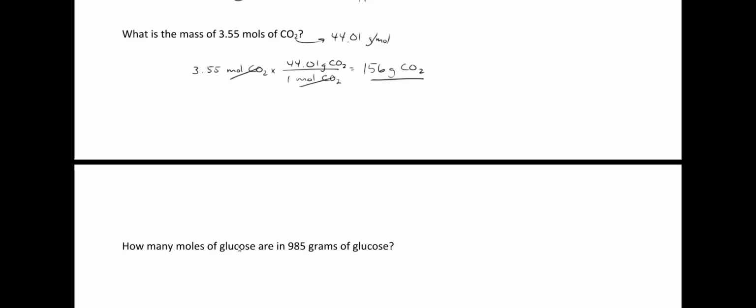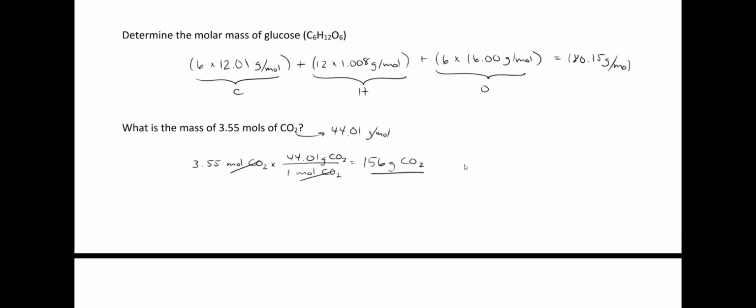Let's do exactly the opposite. Let's go from the number of grams of a compound to moles using glucose. So we already saw in an earlier problem that 1 mole of glucose has a mass of 180.15 grams. So I'm just going to use that value in this problem here. So we have 985 grams of glucose. And we would like to convert that to moles.